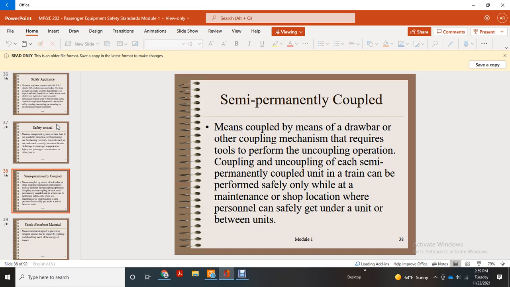Semi-permanently coupled means coupled with a drawbar or other coupling mechanism that requires tools to perform the uncoupling operation. Coupling and uncoupling for the semi-permanently coupled unit in a train can be performed safely only while at a maintenance shop or location where a person can safely get under a unit or between units.